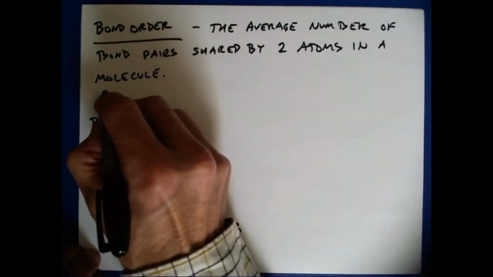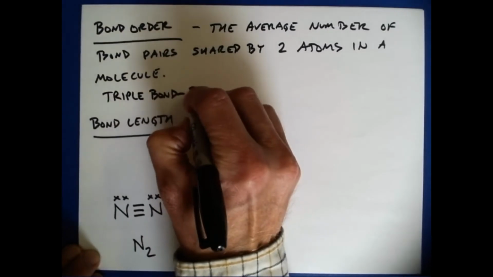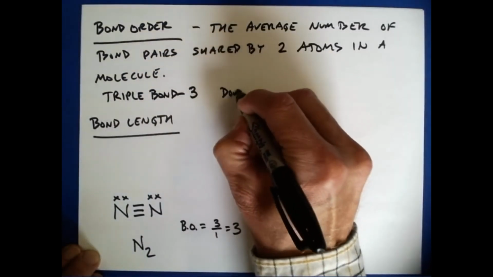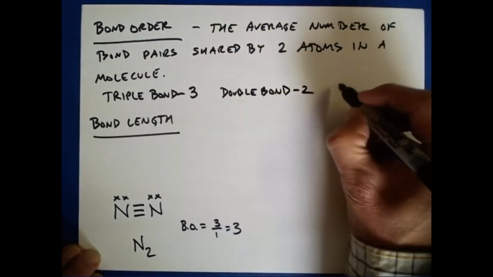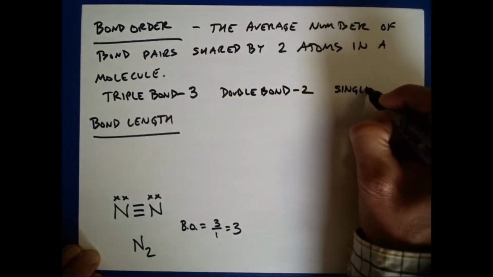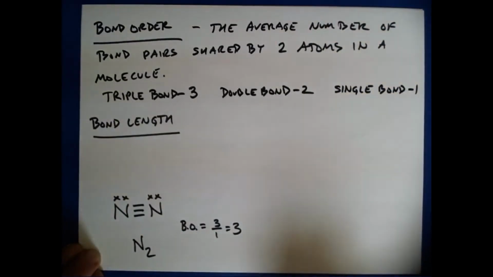We're going to assign a triple bond a value of 3. A double bond gets assigned the value of 2. And a single bond, as you can probably guess, is going to be assigned the value of 1.